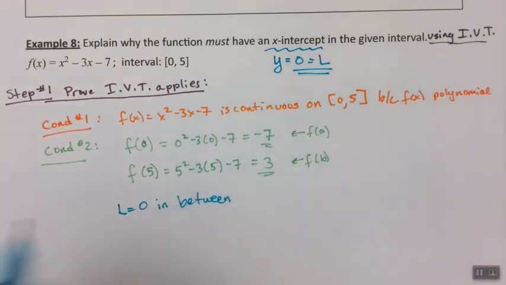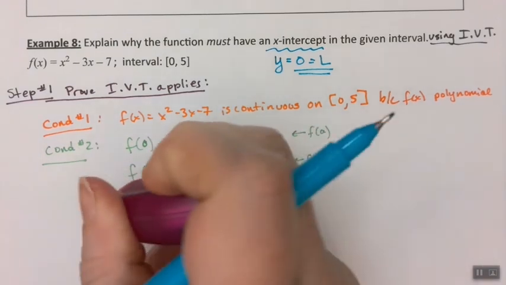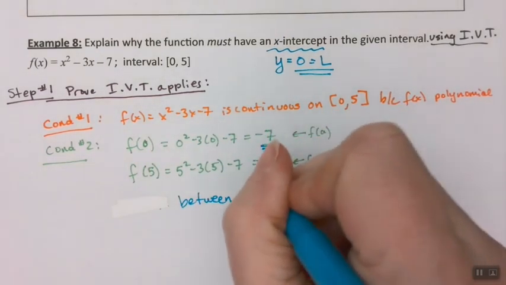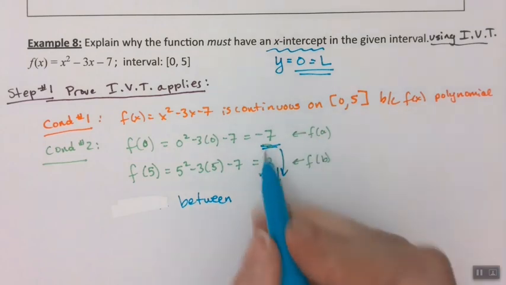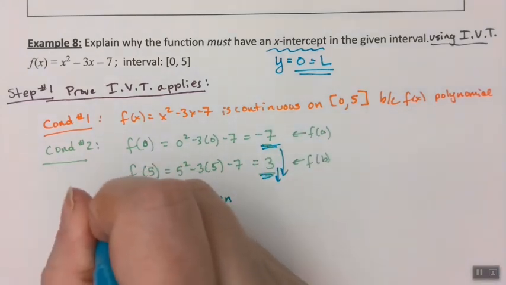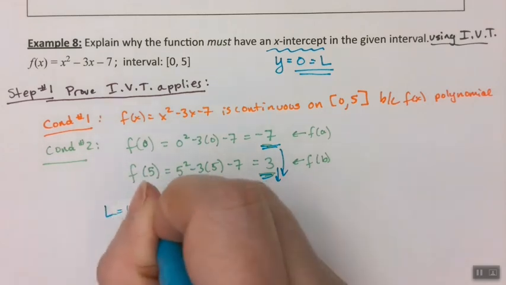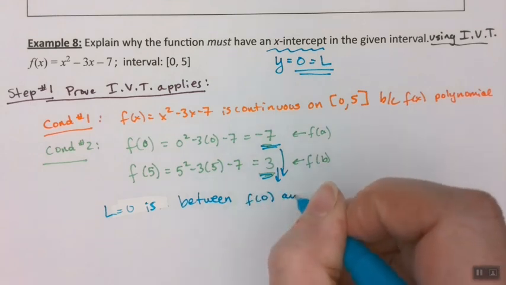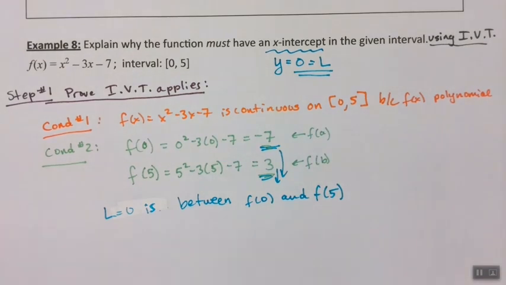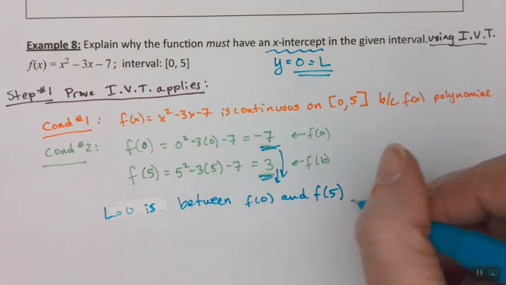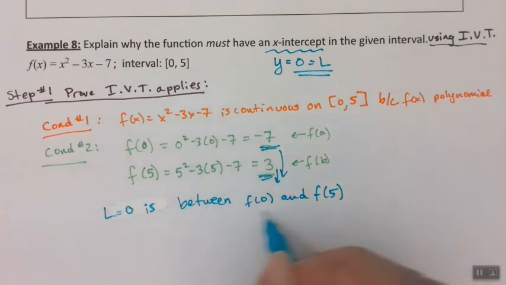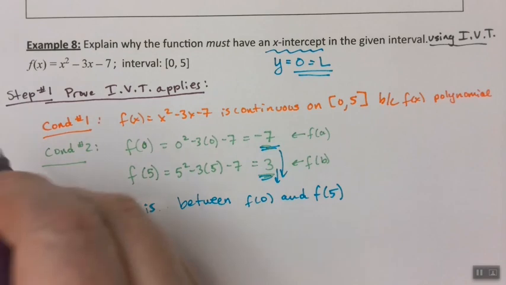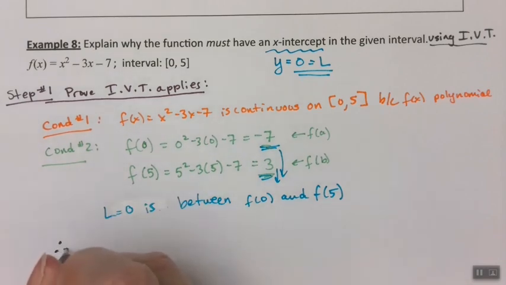L equals 0 is in between. How do I put that? Let me just write that. So take these two numbers and use them. One's negative, one's positive. So L equals 0 is between f of 0 and f of 5. So condition 2 is met. Right there, I just proved it. So step 1, I've proved that the intermediate value theorem applies, and actually that's all they wanted, so I'm done at this point.